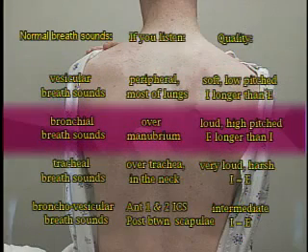Bronchial breath sounds are heard best over the manubrium. They are loud and high-pitched, and expiration lasts longer than inspiration.